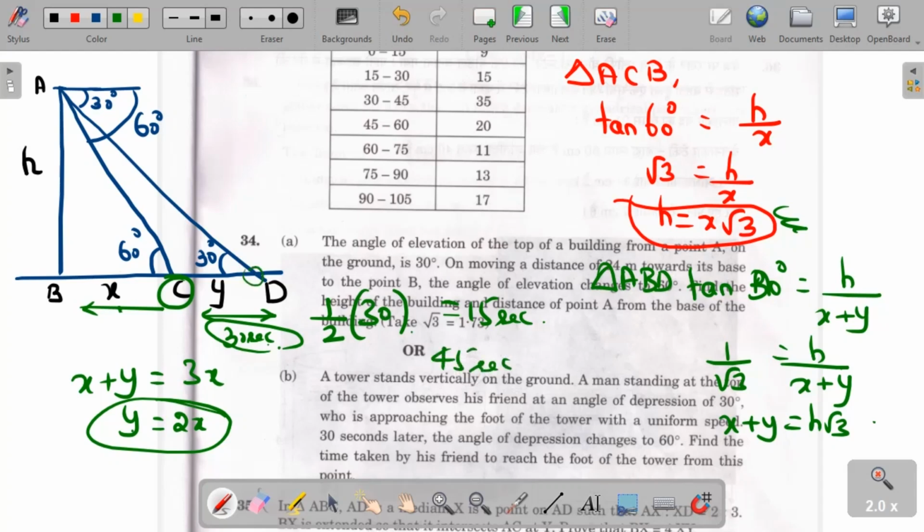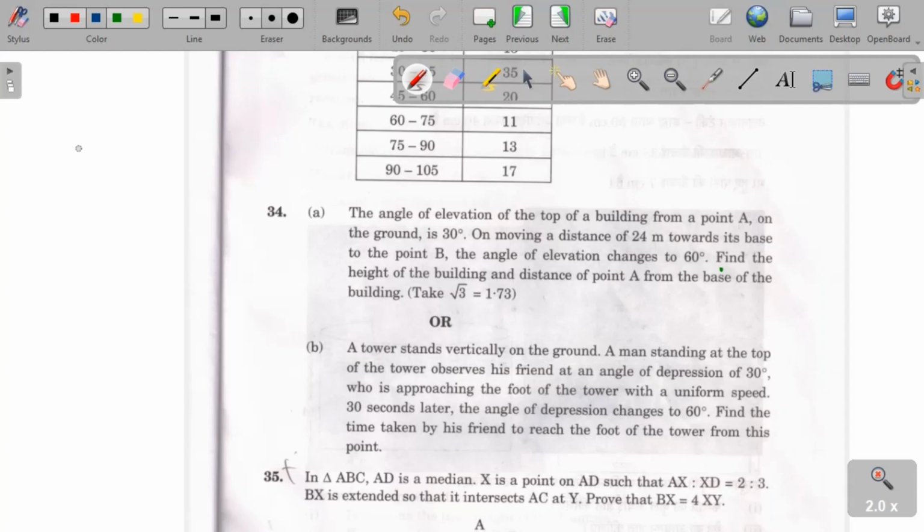Now let's move on to the last question. It's given that in triangle ABC, AD is a median, X is a point on AD such that AX is to XD is equal to 2 is to 3, BX is extended so that it intersects AC at Y. Prove that BX is equal to 4XY.